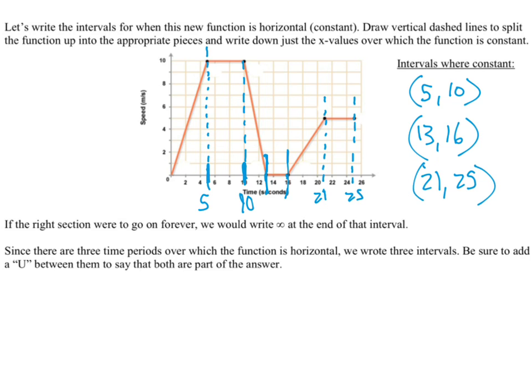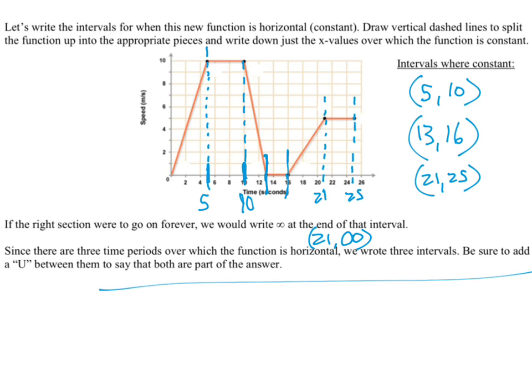I got my open brackets. Oh, wait. Oh, no. I forgot about this part here. If this were to keep going, we would write infinity. It's actually looking like it stops there. It has an indefinite endpoint. So I'm going to change that back to 21 and 25 here. But if it were to go on forever, we would write infinity at the end. So it'd be 21, comma, infinity. So you kind of get this interval here. And something else to remember is if you have more than one interval, you're going to add a U to join them all together. So we got these 3 intervals together.